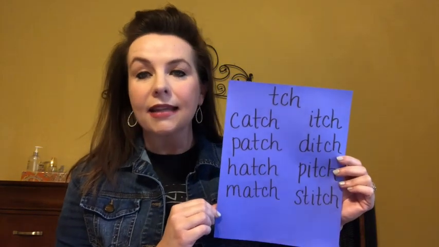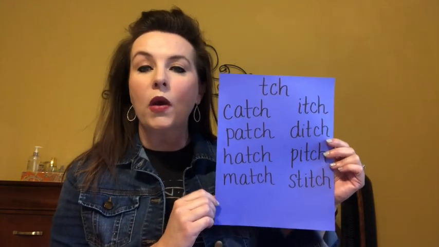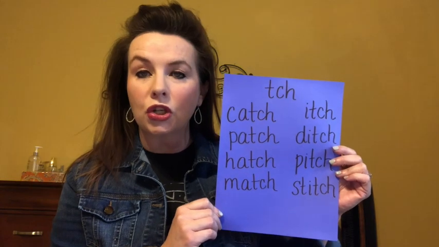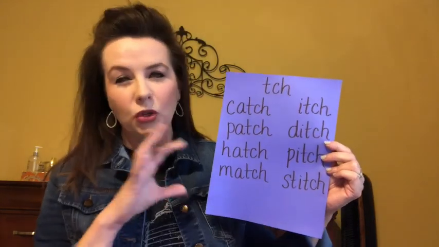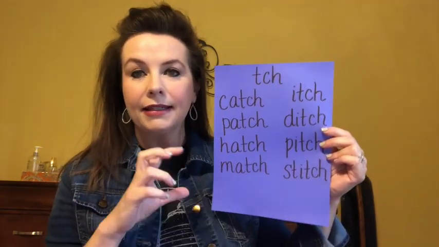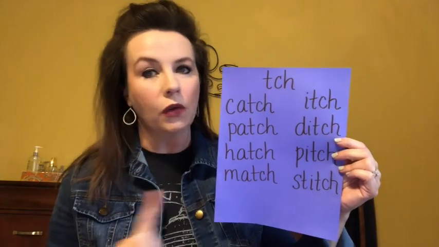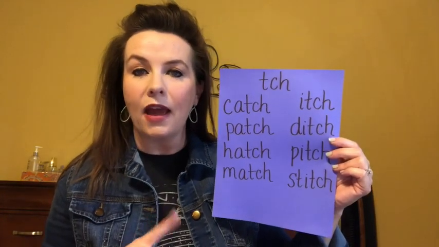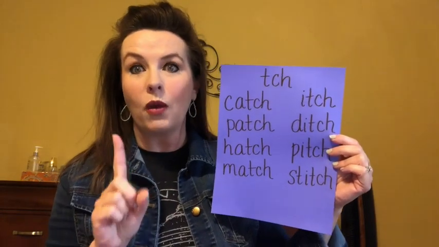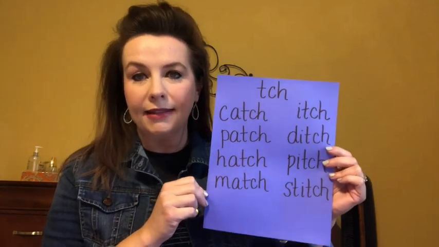The T is completely silent. We only say the ch sound. We don't try to sound it out like ch, k, ha. We don't do that. This is a special sound. All three of these letters make one sound, the ch sound.